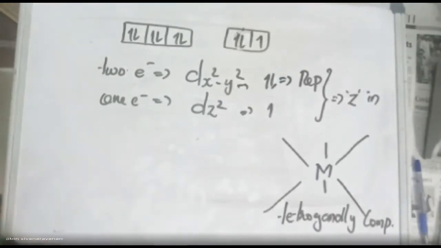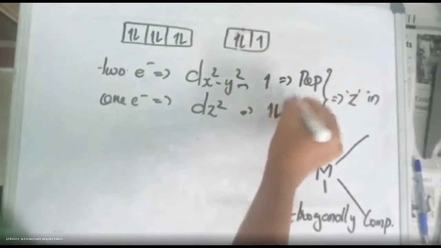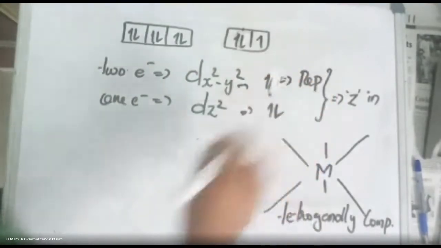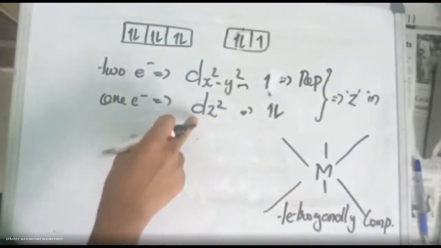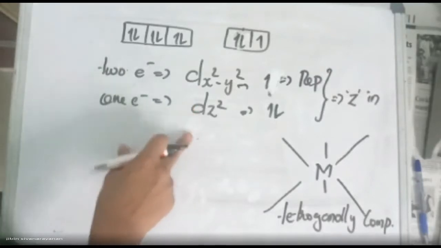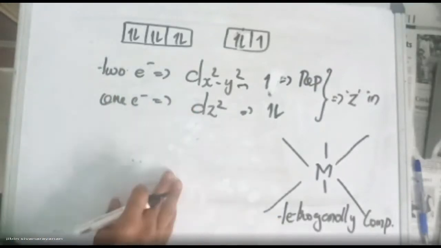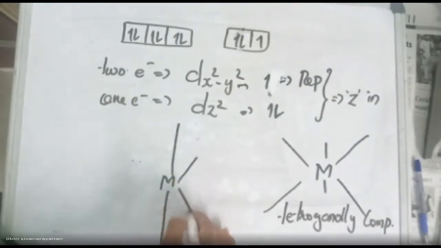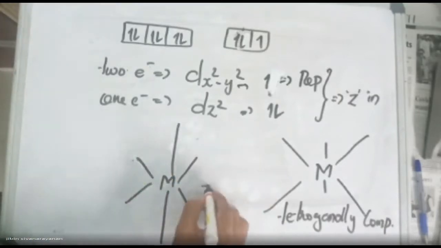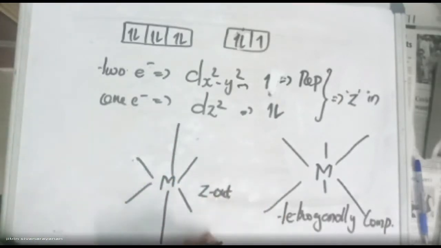Okay, if the case is reverse, what will happen? The repulsion is more experienced by the z axis. So in order to minimize this repulsion, the z axis has to elongate. So what is the representation? Z out, the z axis goes out, tetragonally elongated.